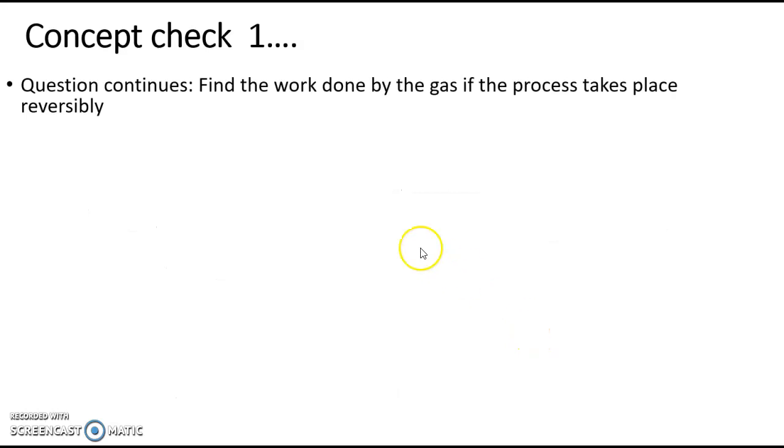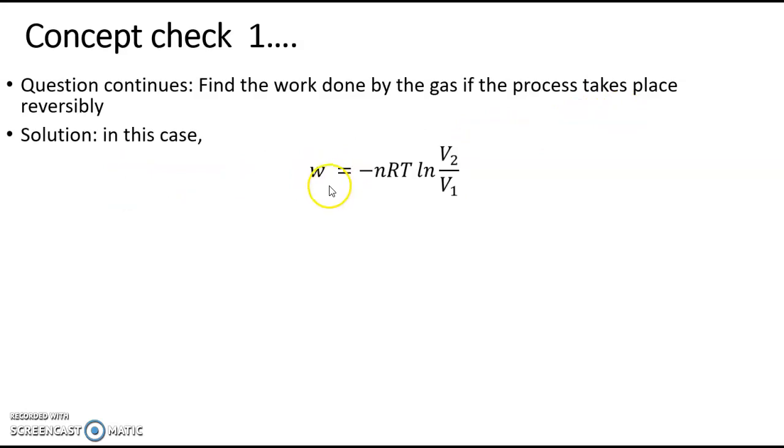So we go back to the third part of the question. Find the work done by the gas if the process takes place reversibly. If the process takes place reversibly, the work done for a reversible process is minus nRT ln V2 over V1.